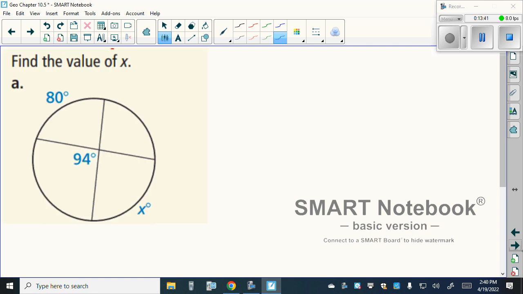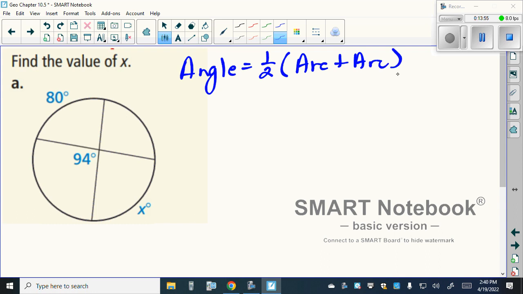Let's look at this one here. So do the two lines intersect inside or outside of the circle? Inside. So this one here, we're going based off our angle is equal to 1/2 of our arc plus our arc measure. One of the arc measures is x, and the one across from it is 80, because when we do the arcs, they do have to be across from each other. Now, do we have the angle for this one here? 94.